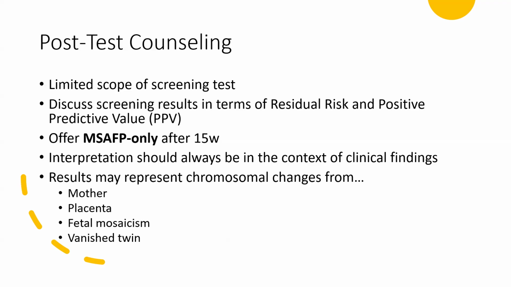This is not something I necessarily disclose to my patients unless it's necessary, but in the back of my mind, I'm always thinking when I have a high-risk result that this result is not always going to be representative of the fetus, but it could represent chromosomal changes from the mother, from the placenta, or from a vanished twin, or in some cases, it could represent fetal mosaicism in which the baby has 2 distinct cell lines.